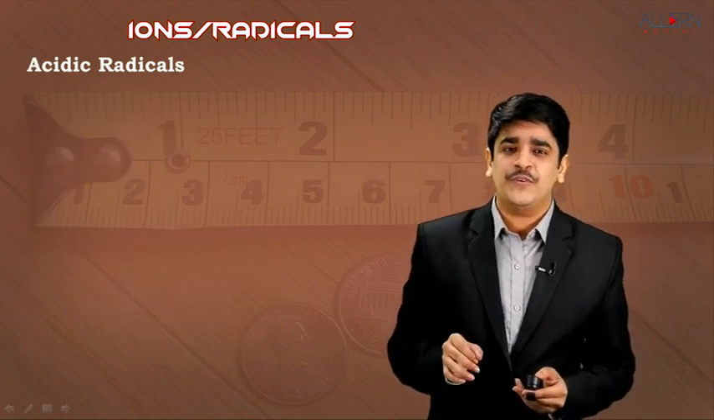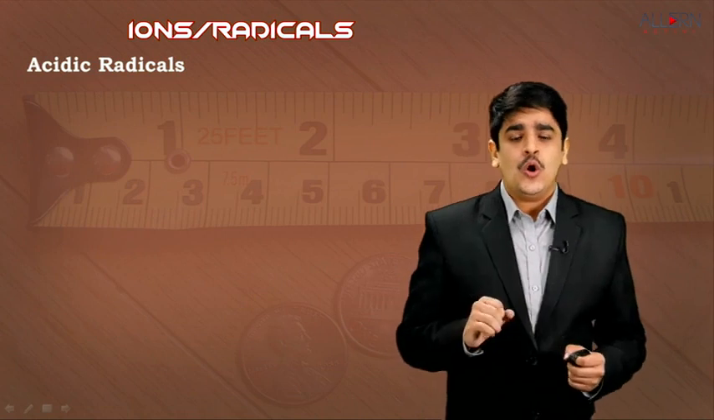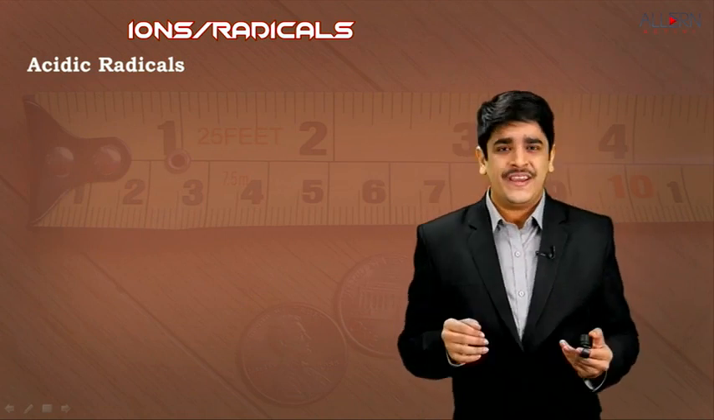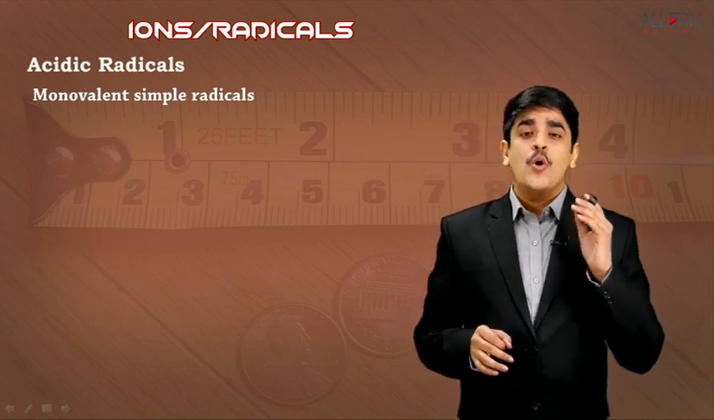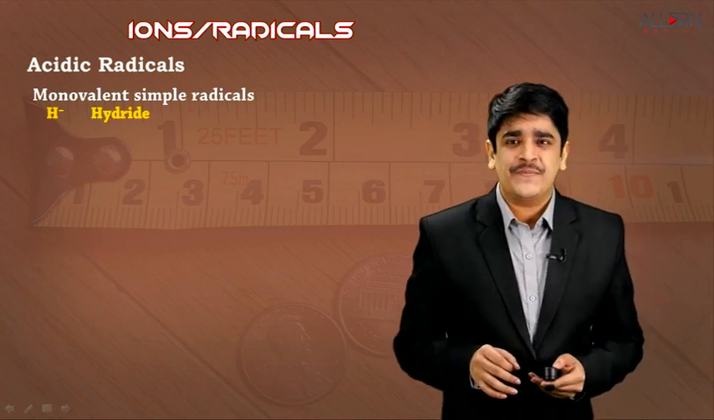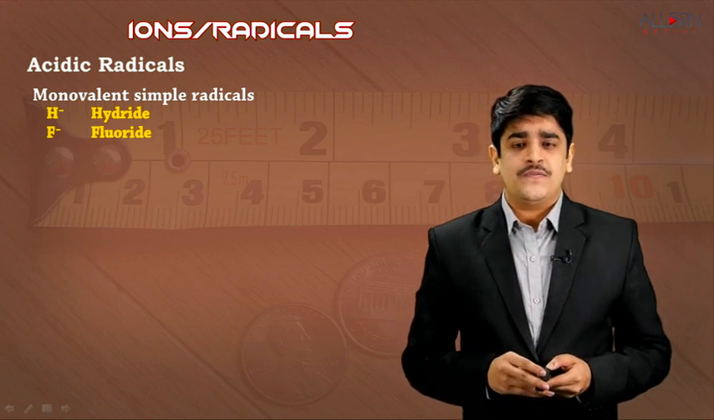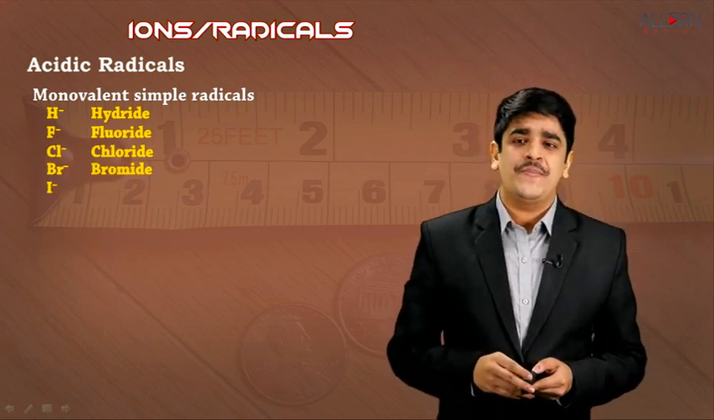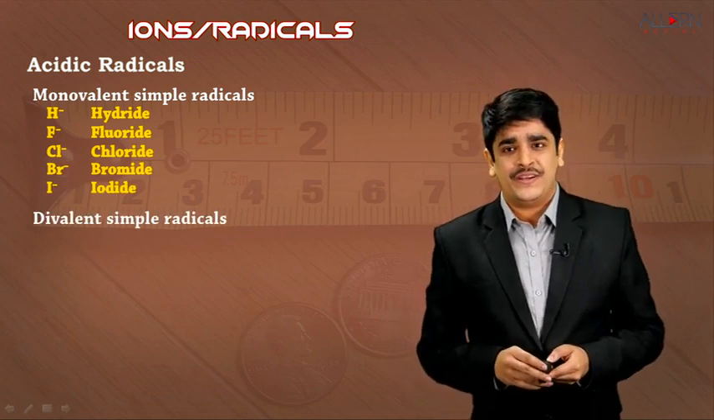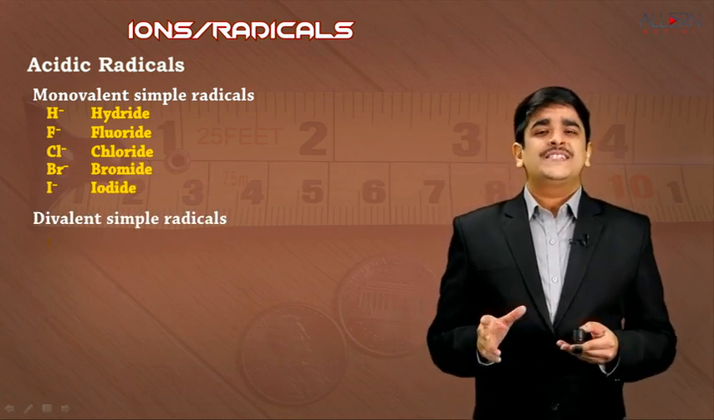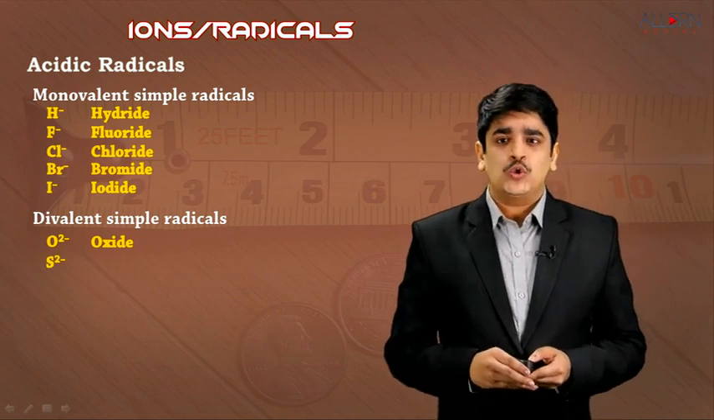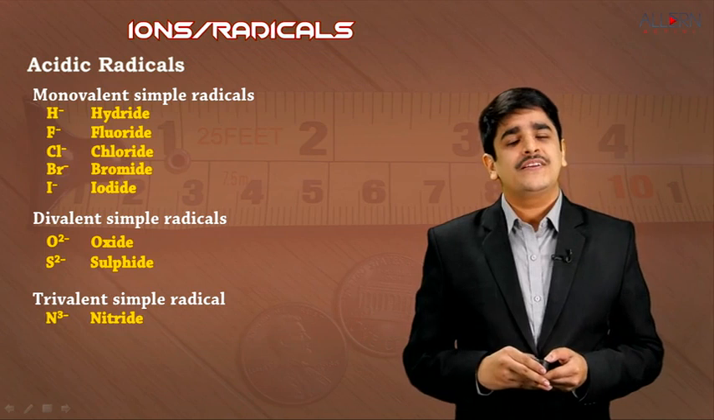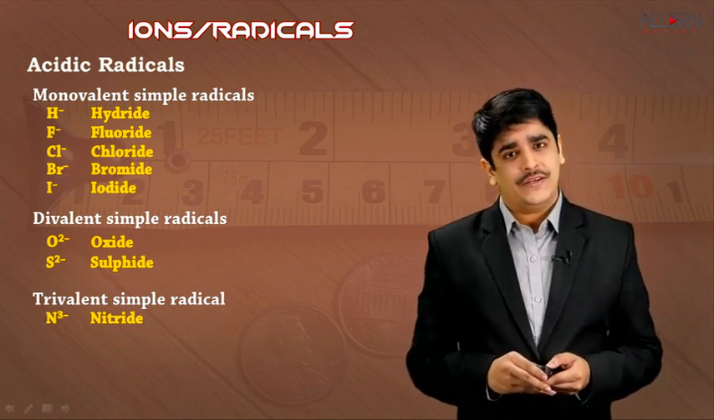And you'll have to do the same for the acidic radicals. So positive radicals were basic, acidic radicals are going to be negative. Let's have a look. Monovalent first, the simple ones. Hydride H 1-, fluoride F 1-, chloride Cl 1-, bromide Br 1-, iodide I 1-. Divalent simple radicals, oxide O 2-, sulfide S 2-, trivalent simple radicals, nitride N 3-.